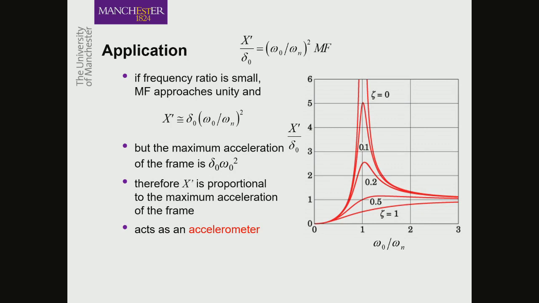You also know from mechanics lectures of last year that delta times omega squared is also the maximum acceleration of the system, right? So now you can see that the system can actually be used if you have the right conditions. What is the condition? You need to have a low frequency ratio. If you can provide this to a system, then it can act as an accelerometer as well.